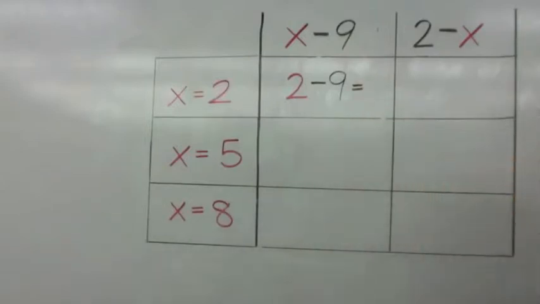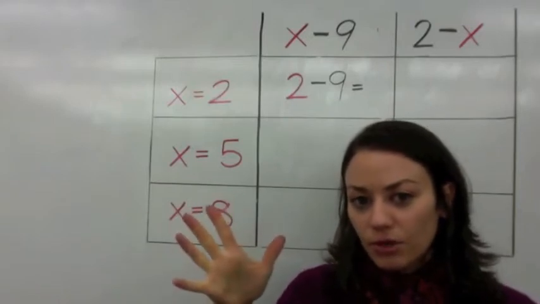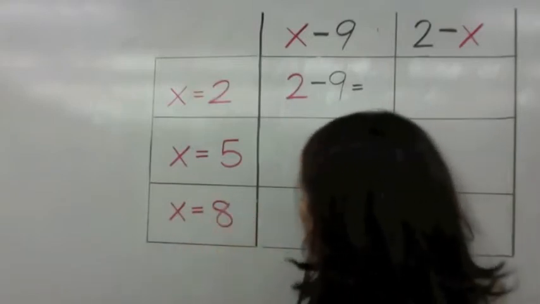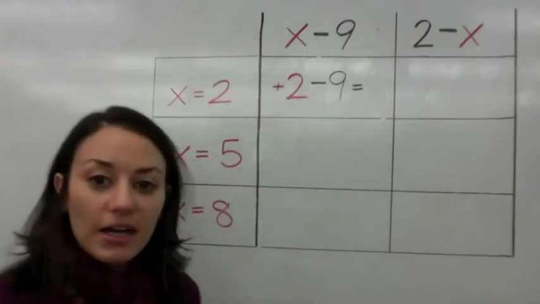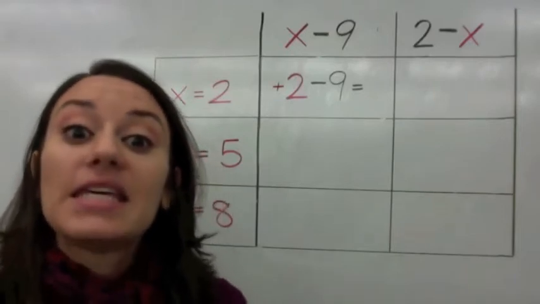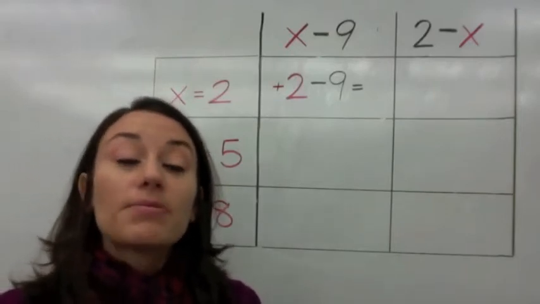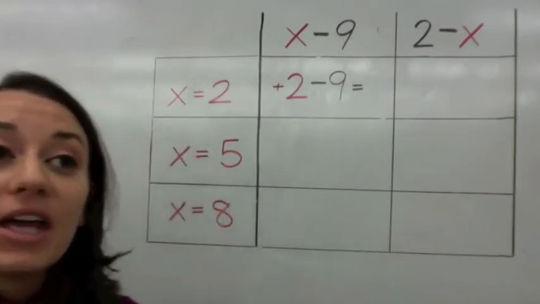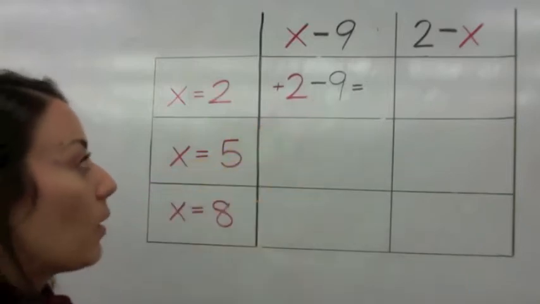Now, this is 2 take away 9. Can you take 9 away from 2? No. Really, this is a positive 2 and a negative 9. Do they have different signs? Yes. So you say different signs, subtract. Keep the sign of the higher number, then you'll be exact. So now I need to subtract 2 take away 9.